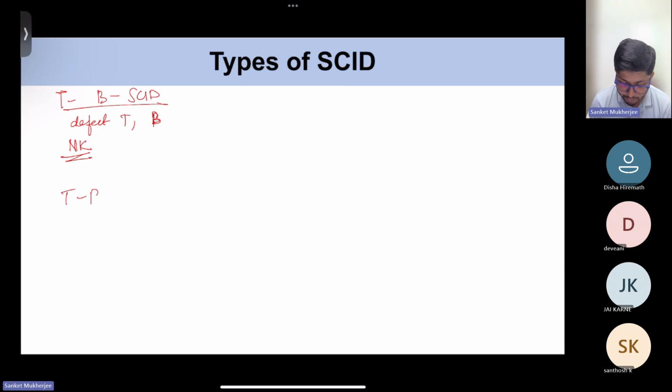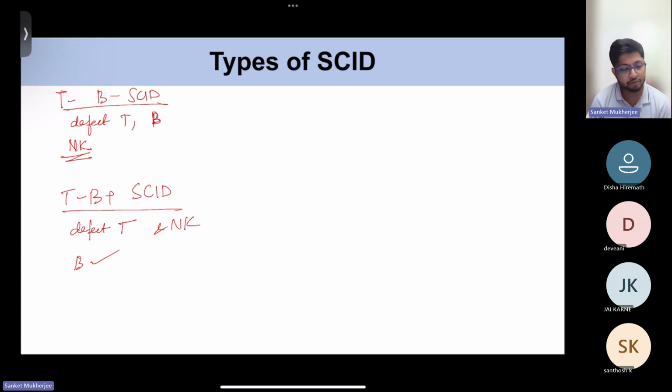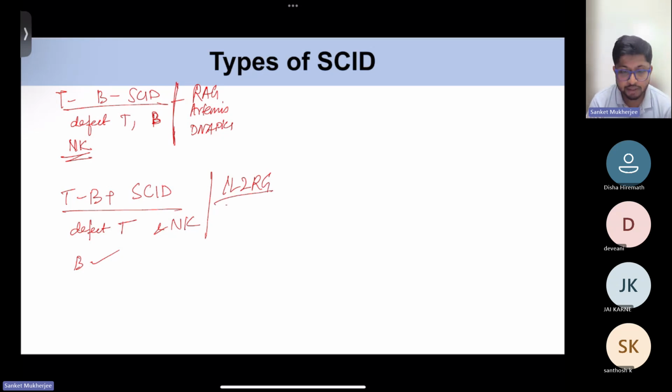If we talk about T minus B plus SCID, there is absence of T cells and the natural killer cells, where B cells are fine. They have no problem. They are actually upregulated. So, for example, for these kinds of SCIDs, it would be RAG deficiency or Artemis deficiency. All these are under T minus B minus SCID. For T minus B plus SCID, there is IL2RG SCID. An IL2RG gene mutation comes under this.